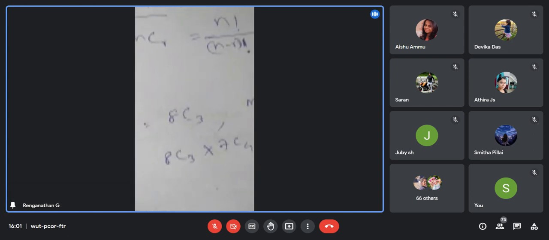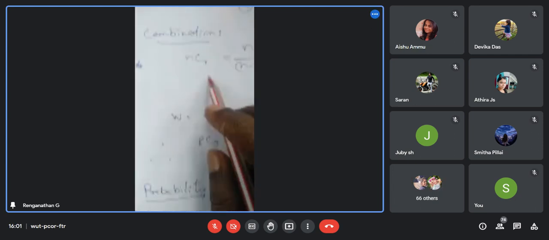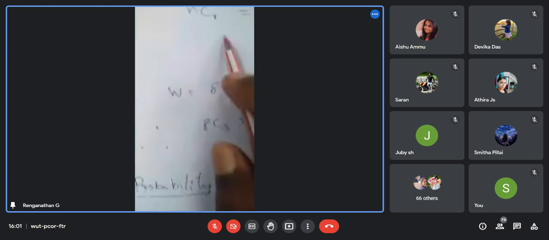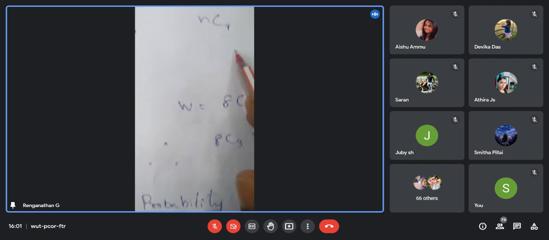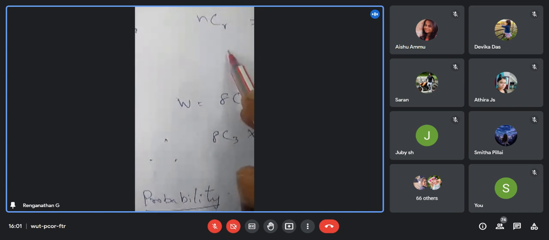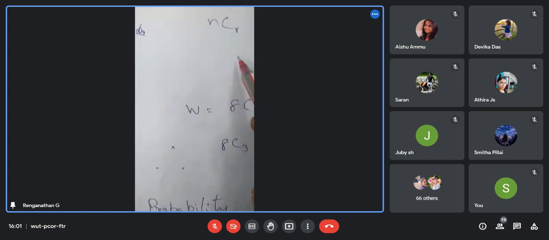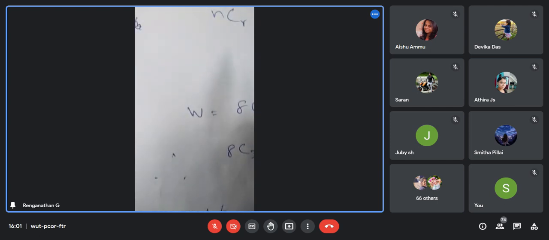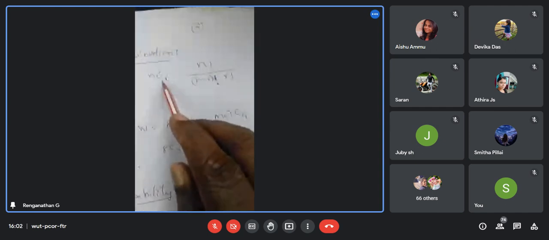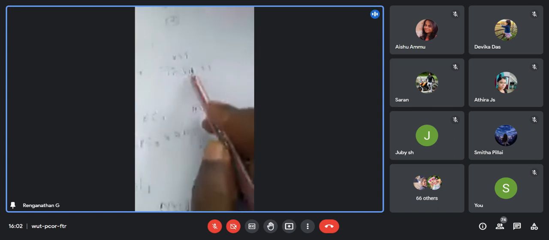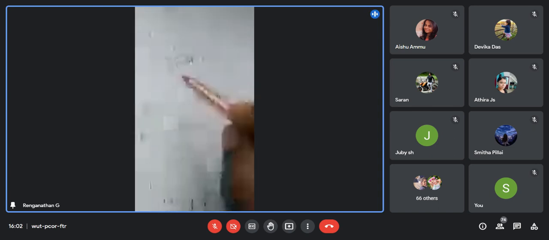Now I think the question is clear. We have to put the values in this formula. What's the formula here? nCr is equal to n factorial divided by (n minus r) factorial into r factorial.